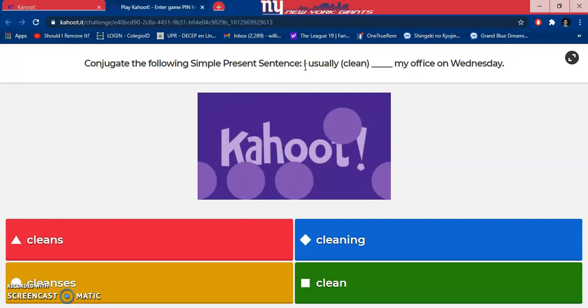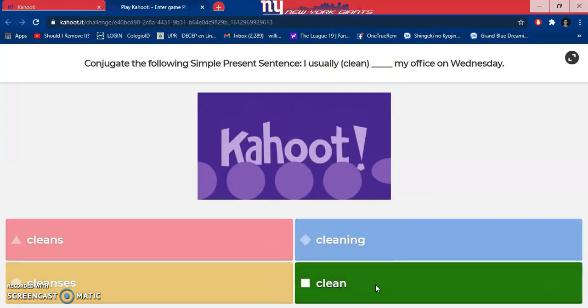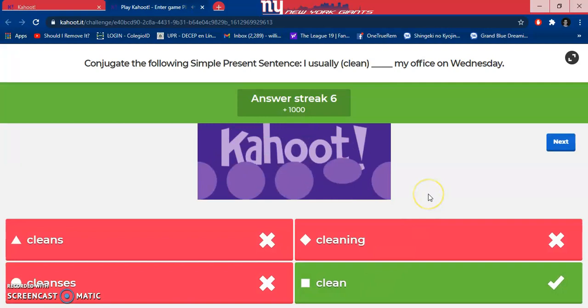Como esto es primera persona singular, I, el verbo no se conjuga. The verb doesn't get conjugated. It stays the same. So the correct, como el verbo es primera persona singular, it stays the same. No lo conjugamos. So the correct answer is clean. And again, this follows the formula: subject, frequency adverb, verb, and the rest of the sentence. Now we're going to move on to the next exercise.